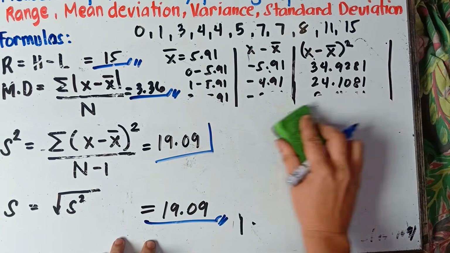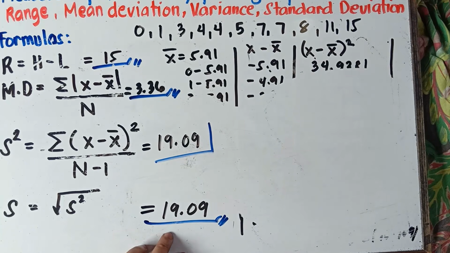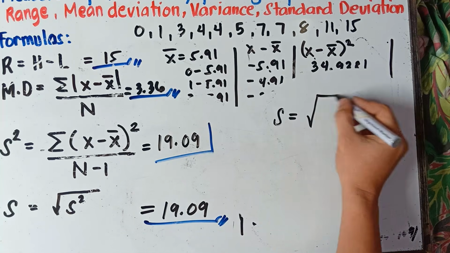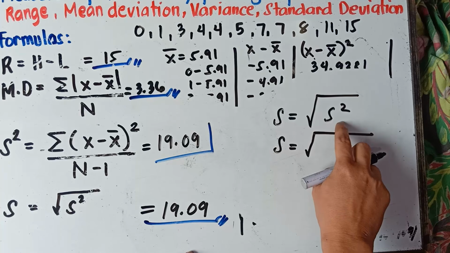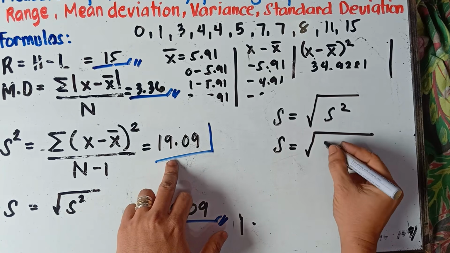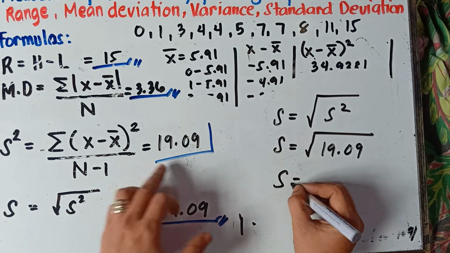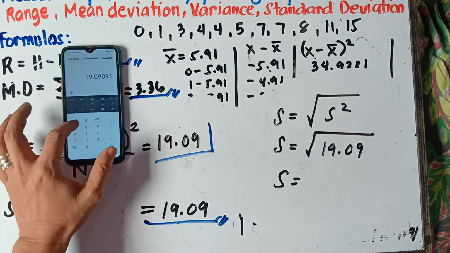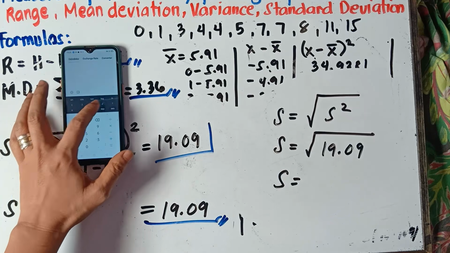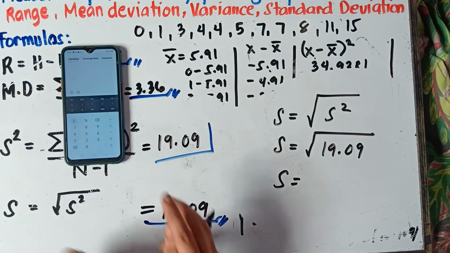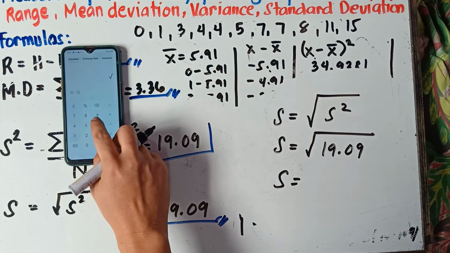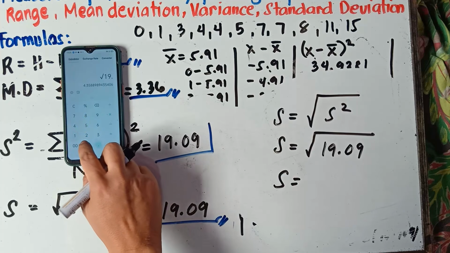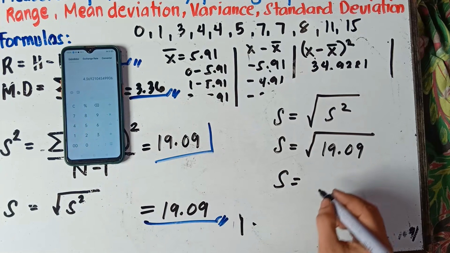And then last step, class, to get the standard deviation, simply get the square root of your variance. So S is equal to the square root of the value of your variance, S squared, we have 19.09. So simply get the square root of 19.09.